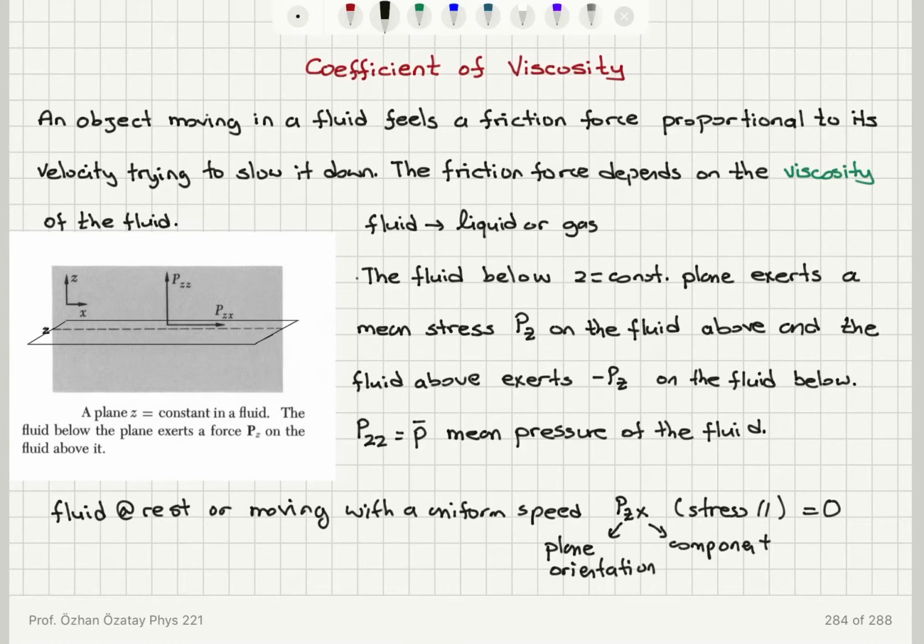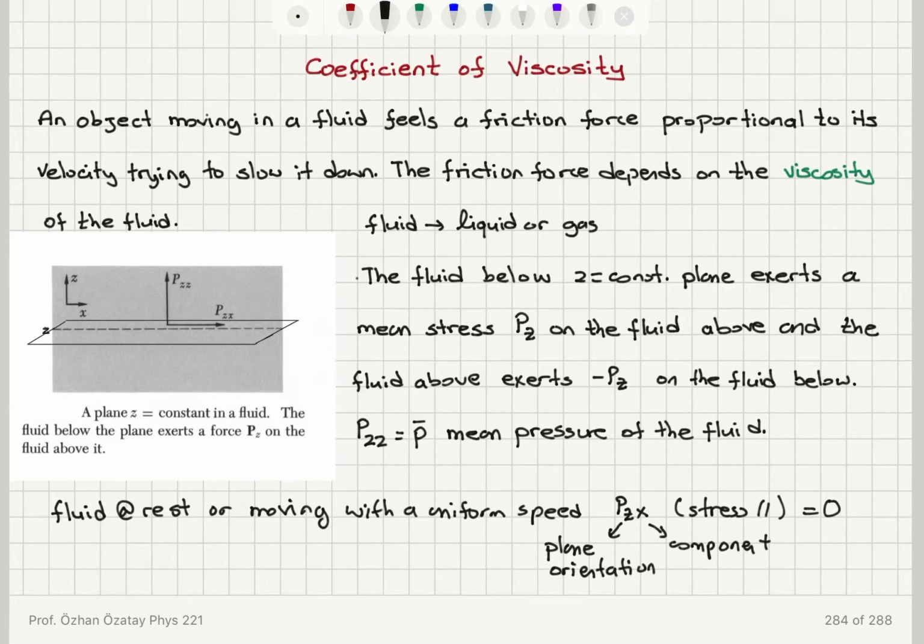If you have a constant z-plane in this fluid, there is a pressure being exerted by the fluid above this plane, and there is also a mean pressure being exerted by the fluid below the plane on the fluid above the plane. So one is in the plus z direction, the other one is in the minus z direction, and that is Pz. If you call it Pzz, that means the stress across the z equals constant plane, z component.